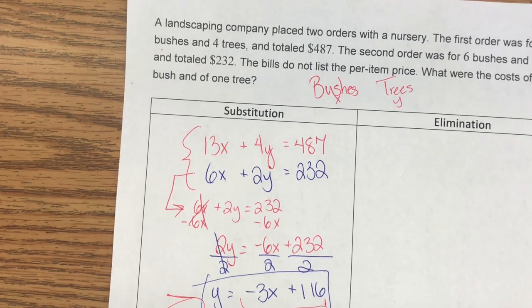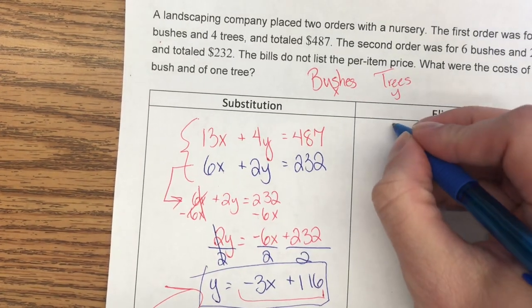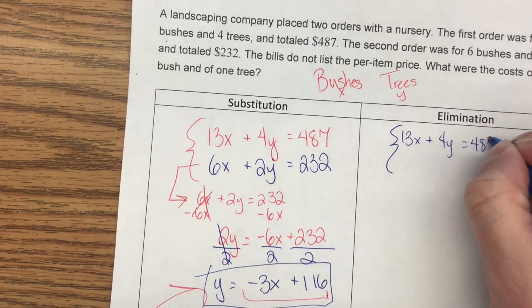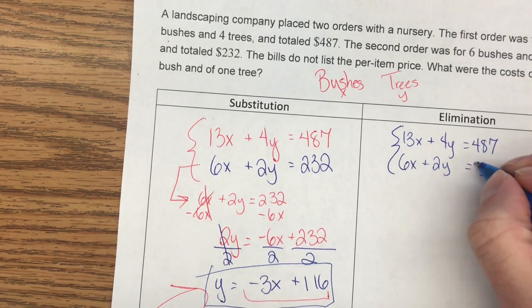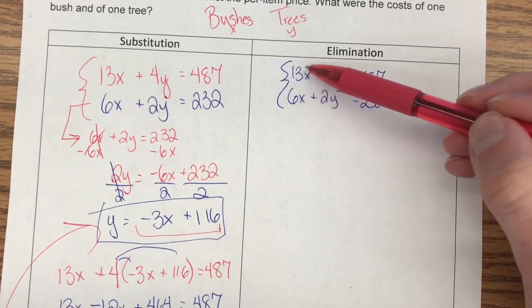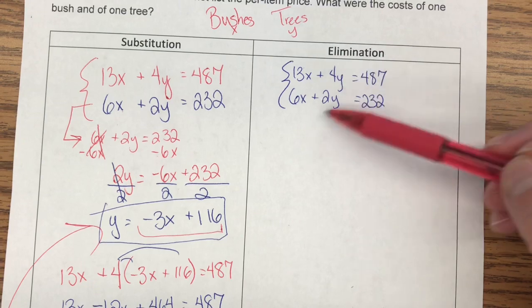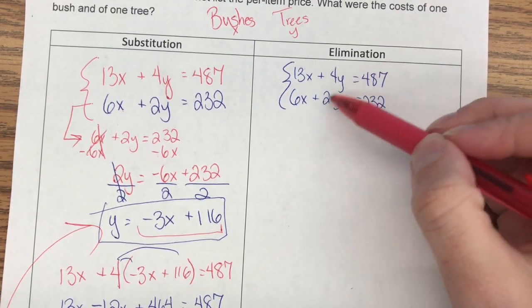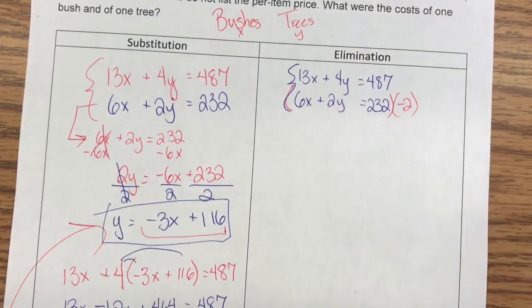All right. So that's substitution. Elimination. Same exact system of equations, okay? 13X plus 4Y equals 487. 6X plus 2Y equals 232. Now, the nice thing about elimination in this case is everything is already lined up. The X's match up, the Y's match up, the equal signs, and the regular numbers. However, at this very moment, the X's won't disappear and the Y's don't disappear. The closest thing that will disappear is the Y's. If I have a 4Y up here, all I have to do is multiply this guy down here by negative 2, and that will turn that into negative 4Y, and then the Y's will go away.